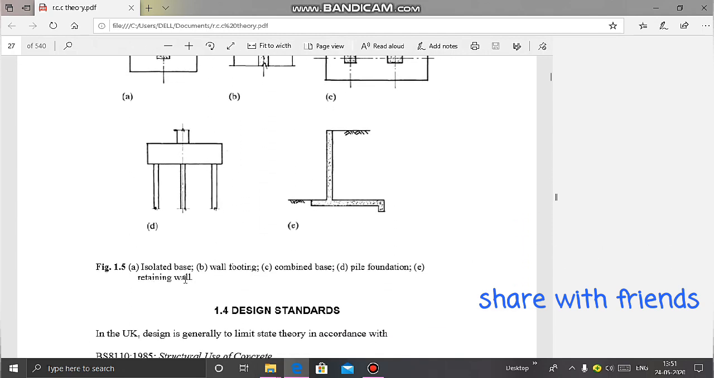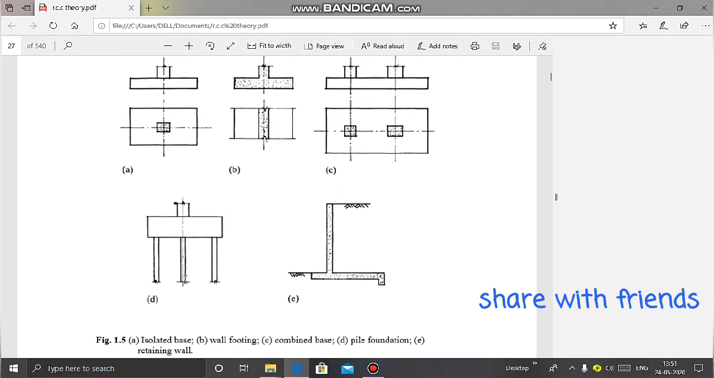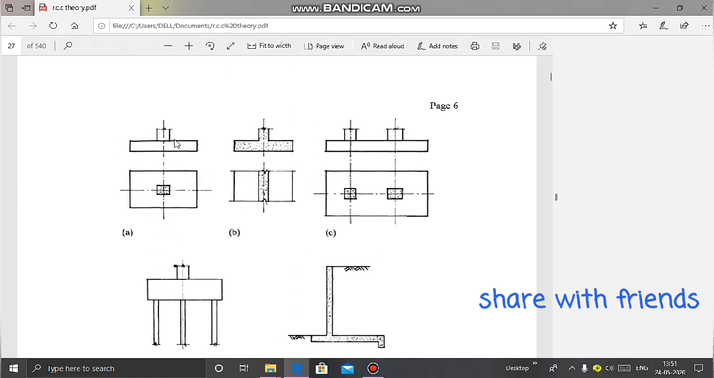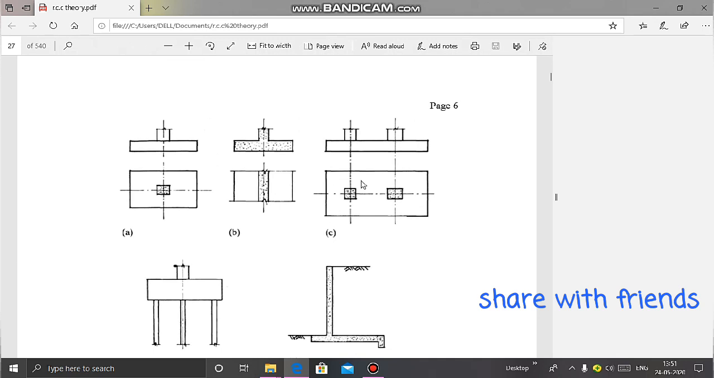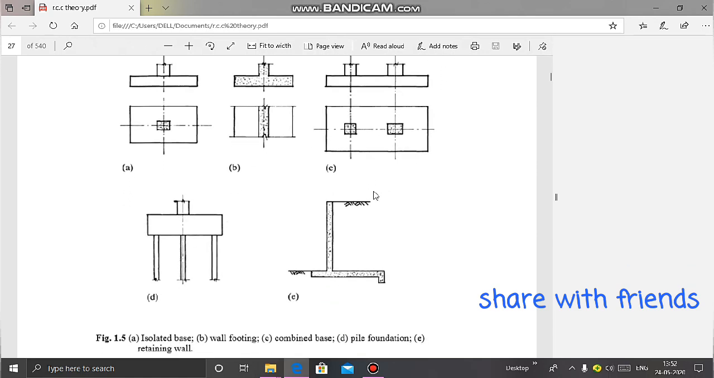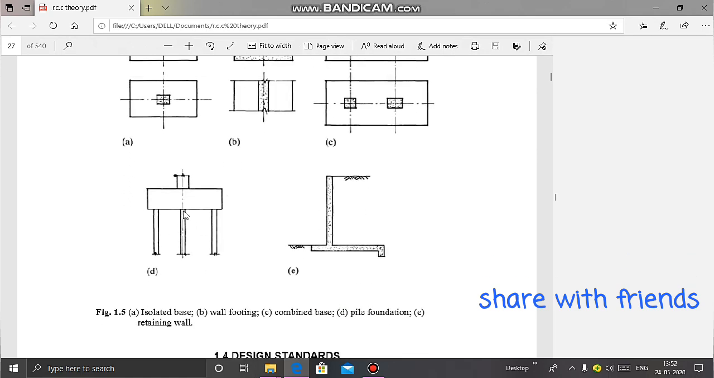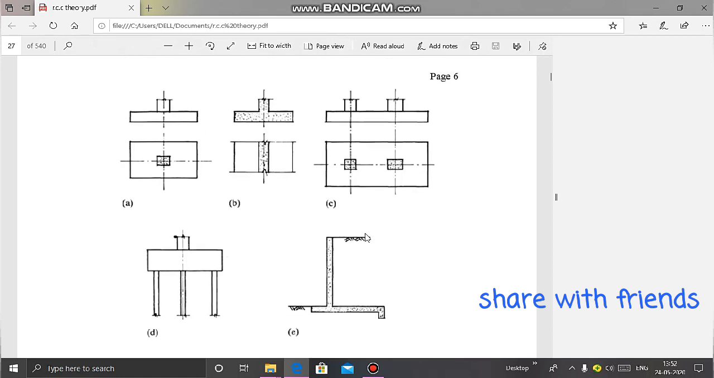Isolated base. How does an isolated base look? This is an isolated base. Second is wall footing. A wall footing looks like this. C is a combined base where more than two columns are combined. It is called combined footing, or here combined base. D is what? Pile foundation. A pile foundation looks like this in elevation. E is a retaining wall which retains the earth.